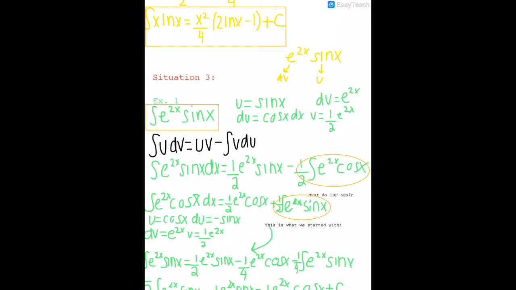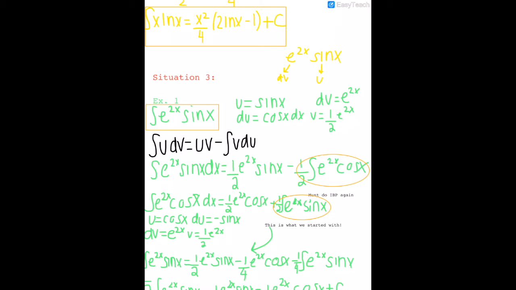The integral of e to the 2x times sine x. These examples are more tricky because you have to do integration by parts twice, but I'll explain that once we get there. So you set u equal to sine x, take the derivative, du equals cos x, dv equals e to the 2x, take the integral, v equals 1/2 e to the 2x.